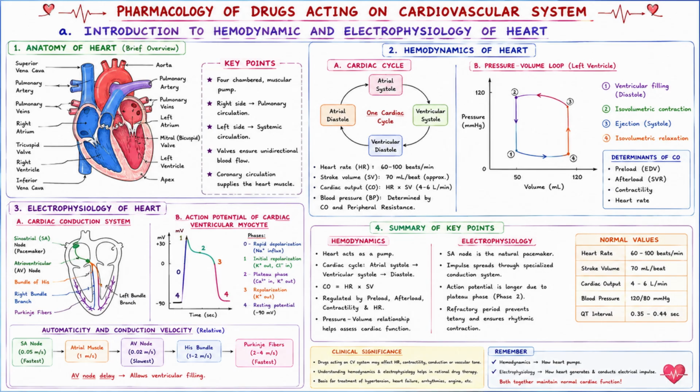Now let's understand cardiac output. Cardiac output means the amount of blood pumped by the heart in 1 minute. The formula is cardiac output equals heart rate multiplied by stroke volume. Normal cardiac output is approximately 4 to 6 liters per minute. Cardiac output is affected by 4 factors: preload, afterload, contractility, and heart rate.